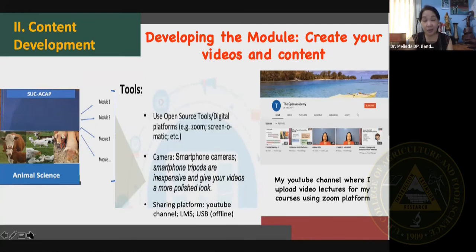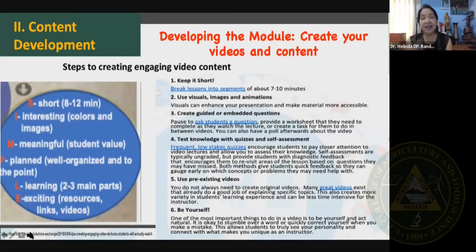So, the recording platform, the digital platform, we can use our camera, and then the sharing platform, which can be a YouTube channel, our learning management system, Google Drive, or a USB to be distributed to the students if we want them to access the material offline. Okay? So some tips. Again, if we decide to have our lectures recorded, these are some tips in creating engaging video content.